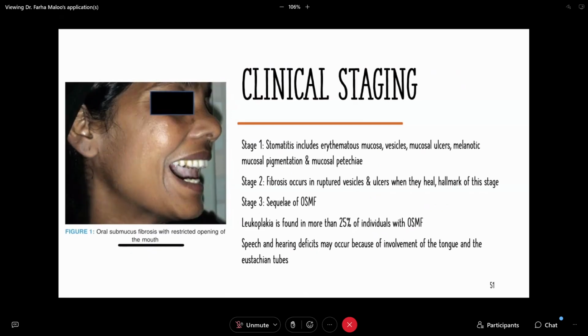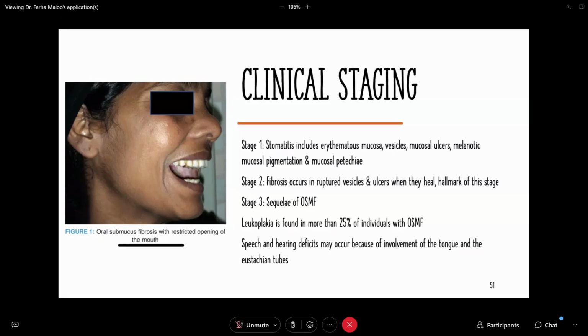Let's look at the clinical staging of oral submucous fibrosis. In stage 1, it will generally present with difficulty in mouth opening or stomatitis because of erythematous vesicles, ulcers in the mouth, increased pigmentation, and petechia formation. In the second stage, we can see inflammation is preceded with fibrosis because the ulcers will heal, the vesicles will rupture. This is generally the hallmark of the stage.